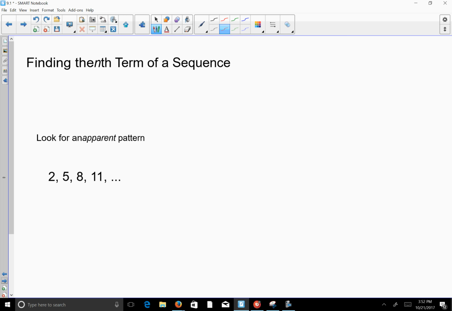So we're going to play, it's kind of like a game, I guess is the best way for me to describe it. You look at these and you're trying to figure out the pattern. So I'm going 2, 5, 8, 11.